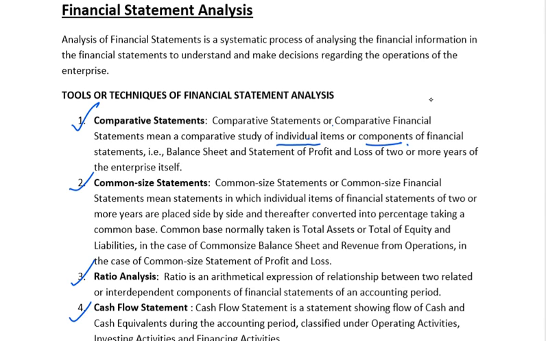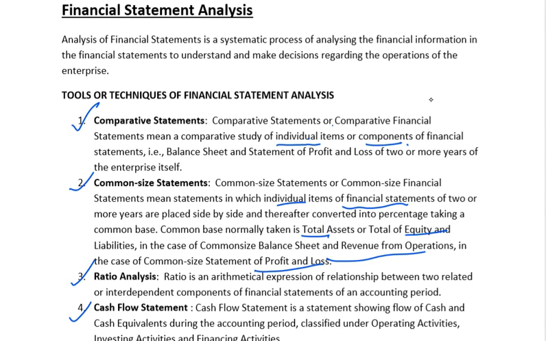The common size statement is the same way, but each and every individual item of the financial statement, that is the statement of profit and loss and the balance sheet, is converted into a percentage on the basis of some base. What are the bases? In the case of the balance sheet, we take total assets or total liabilities or total equity as the base, and in the common size profit and loss statement we take revenue from operations as the base. Then we make the analysis.